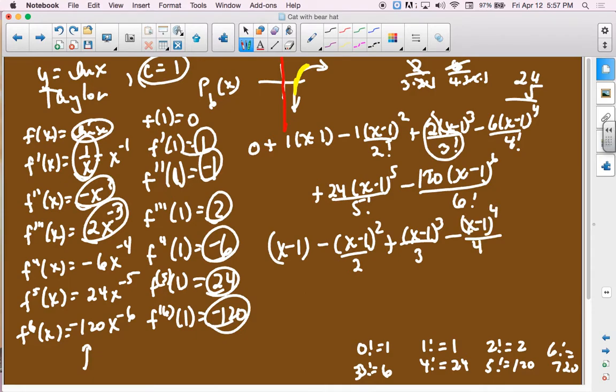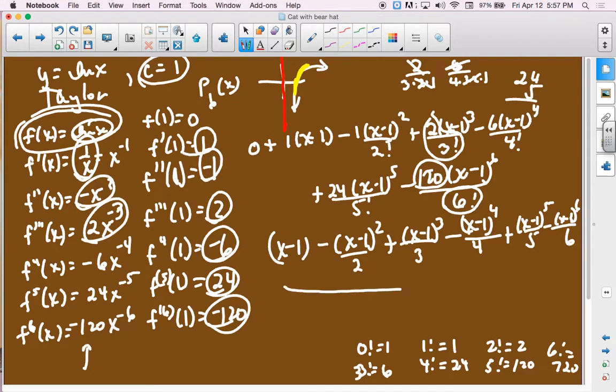That'll keep happening. So I get plus (x minus 1) to the fifth over 5, not factorial, it'll all cancel out. And 120 is 5, 4, 3, 2, 1 over 6, 5, 4, 3, 2, 1, so it leaves you a 6 on the bottom, minus (x minus 1) to the sixth over just plain old 6. There's no factorial. So anyway, that's the series that some people memorize for ln x centered at 1.